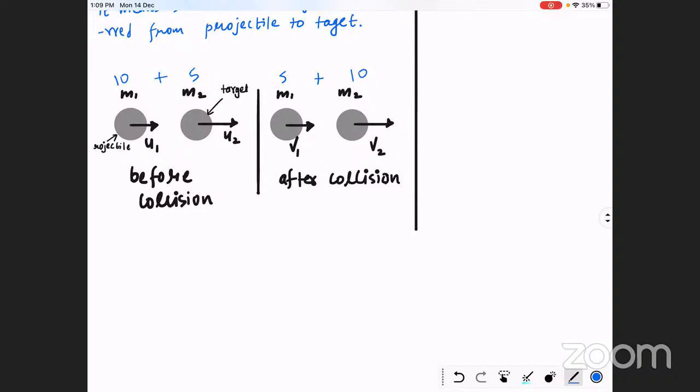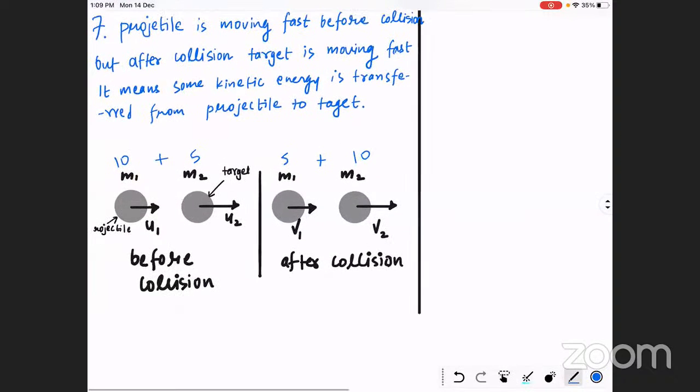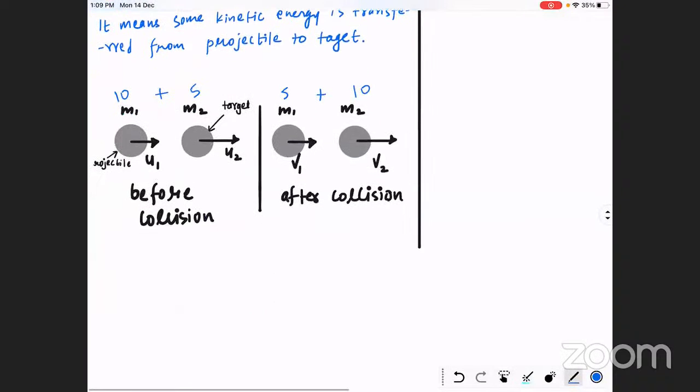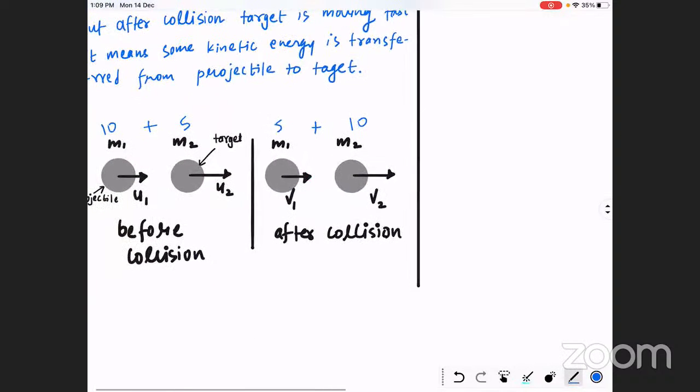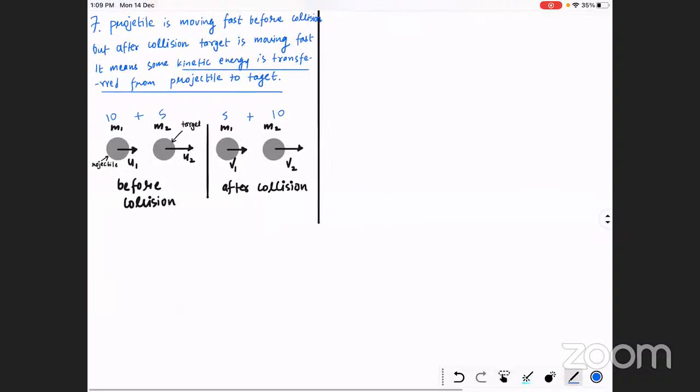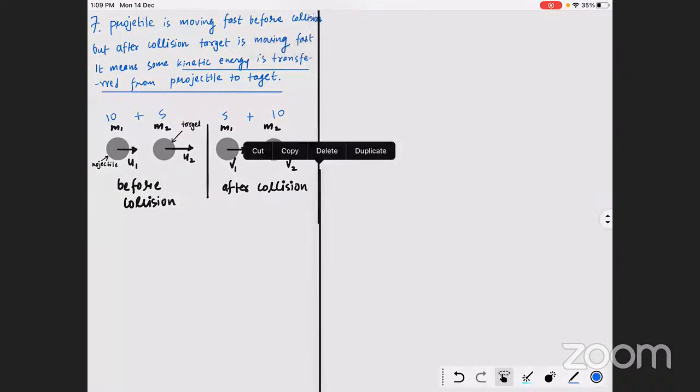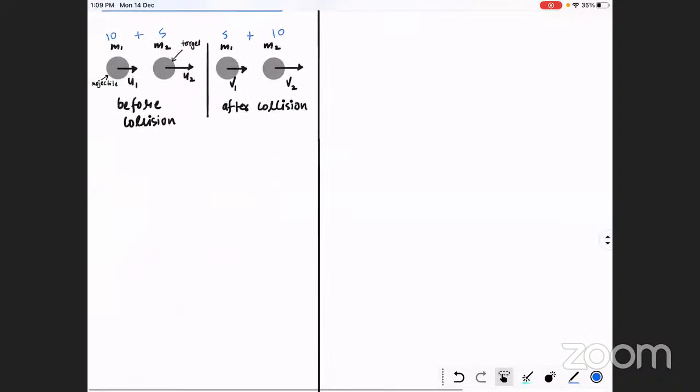Let's move ahead. So can I write the energy transferred from projectile to target is equal to loss in kinetic energy of projectile? Yes, sir. Energy transferred from projectile to target must be equal to loss in kinetic energy of projectile. Okay.